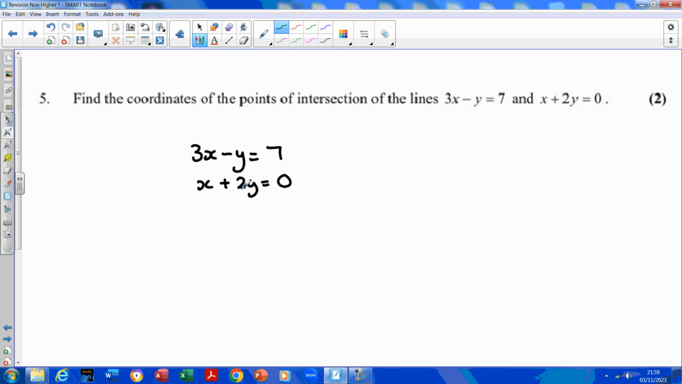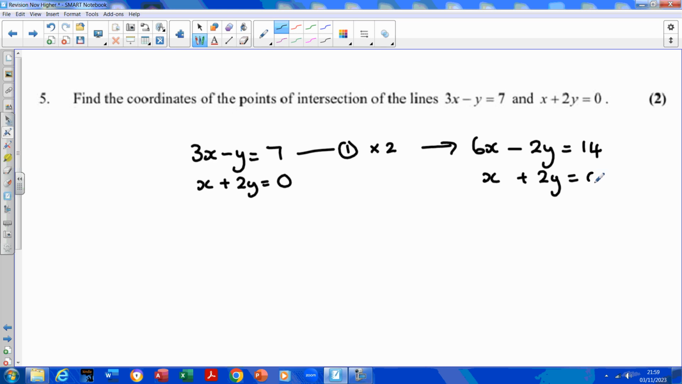So that's 2y, so I need to multiply that equation. So equation 1, I'm going to multiply by 2. And when I do that, I get 2 times 3x is 6x. 2 times negative y is negative 2y. And 2 times 7 is 14. Now that means at the bottom equation, they've got the same numerical value, the same number in front of them. One is positive, one is negative.